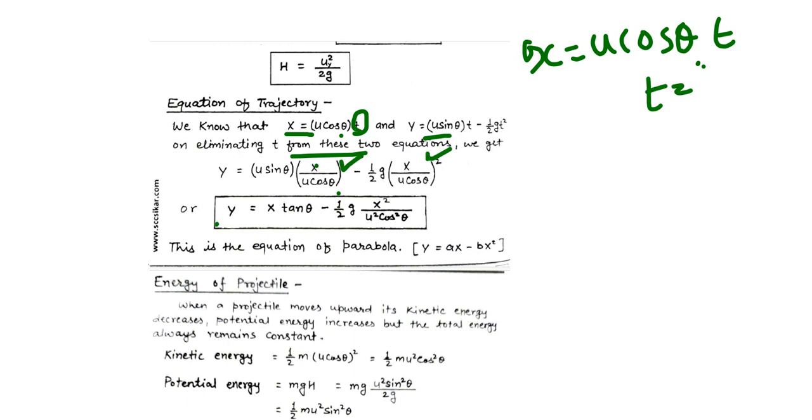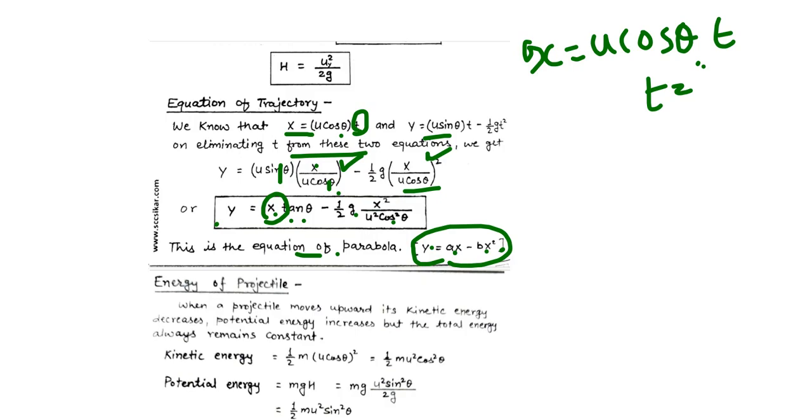So y = x tan theta, sin theta by cos theta is tan theta, minus half g x square by u square cos square theta. Okay, and you know this is the equation of the parabola. Always the equation of a parabola looks like this: ax minus bx square. So you can take this as there is an x here, there's an x square here.